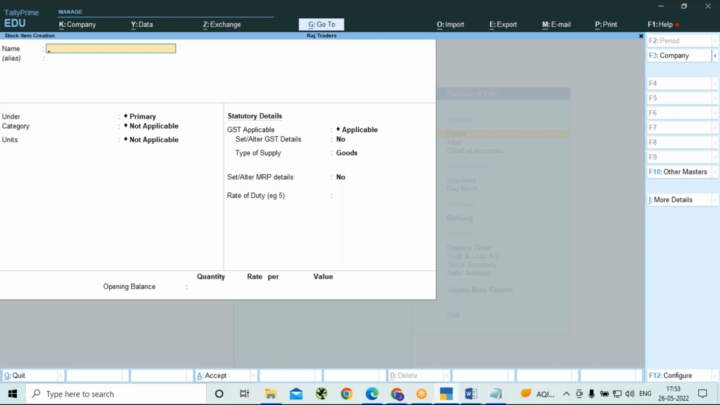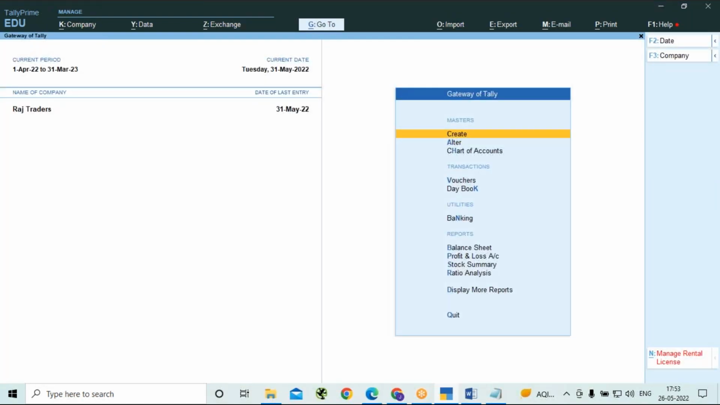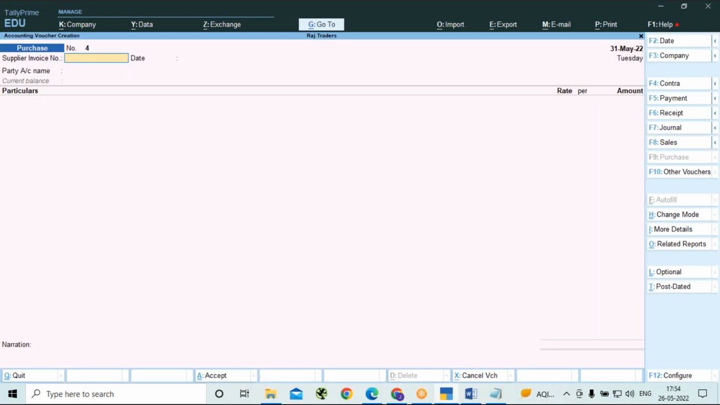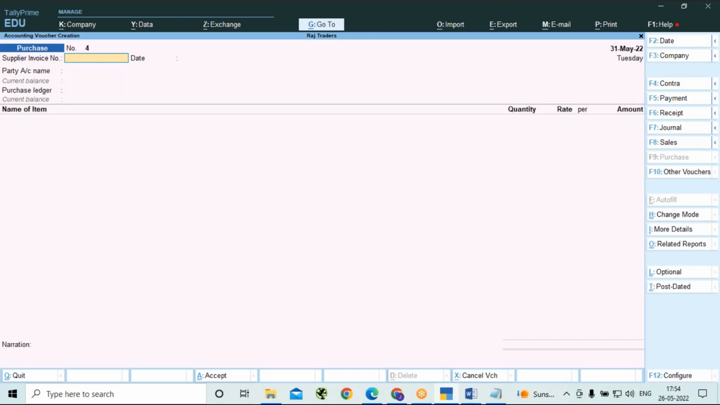So now we are going to pass the transactions related to this. So let me go to the vouchers, and we are making a purchase entry and press F9. When you are passing an entry with goods item wise, pass it through item invoice mode, so you can press Ctrl H and choose item invoice mode.